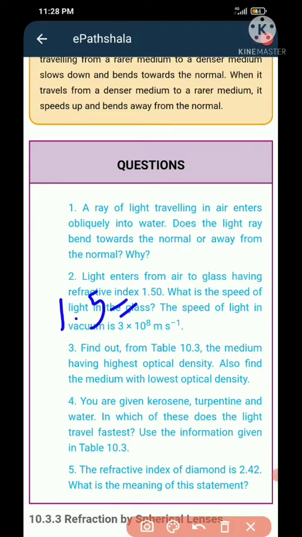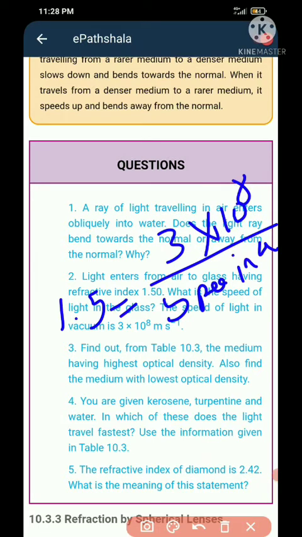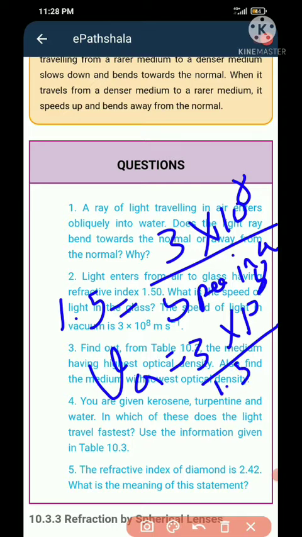Therefore, 1.5 is equal to the speed of light in air upon the speed of light in the vacuum. What is the speed of light in the glass? So you write here the speed of light in a glass, above we write 3 into 10 power 8, the medium. So speed of glass, say VG, is equal to 3 into 10 power 8 upon 1.5. So basically the velocity in the glass is equal to 3 divided by 1.5, which is 2 into 10 power 8 meter per second. Okay.